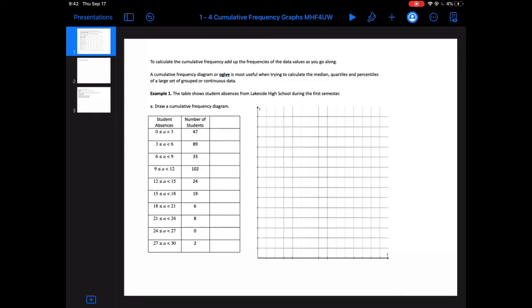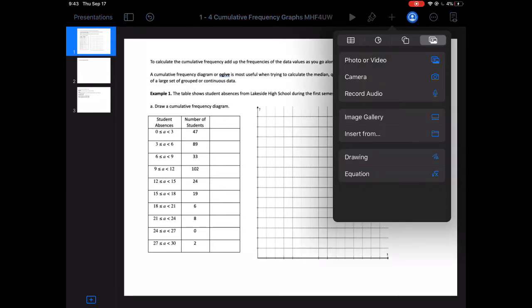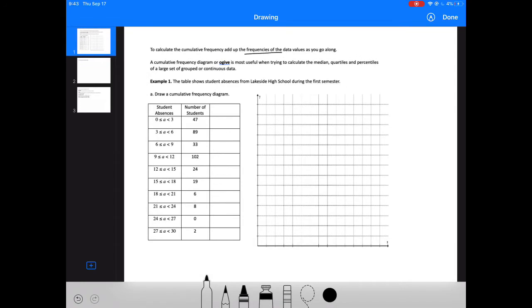This video looks at the method of analysis of a cumulative frequency graph. Cumulative frequency means that you're going to add up the frequencies of the data values as you go along. A cumulative frequency diagram, or ogive, is most useful when you're trying to calculate the median, quartile, and percentiles of a large set of grouped or continuous data. The table below shows student absences from Lakeside High School during the first semester.